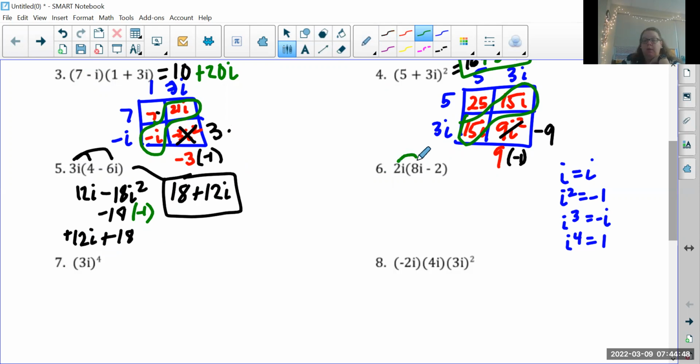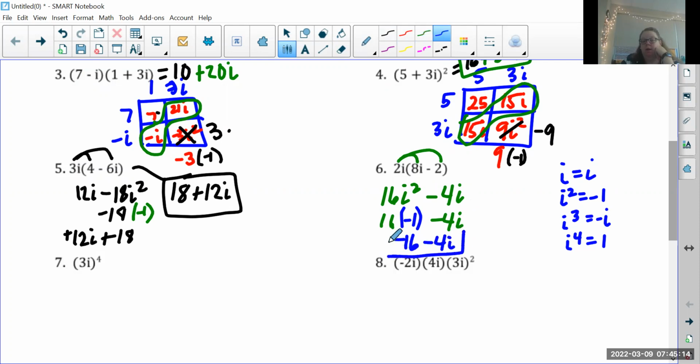Right, when we do this one, we multiply again, we're just distributing. 2i times 8i is 16i squared. 2i times negative 2 will give me a negative 4i. I squared equals negative 1. That's the one that you use the most often. And then 16 times negative 1 will give me a negative 16 minus 4i, and that is written in the right format, so I'm already done for this one.